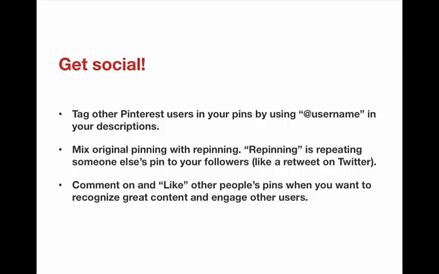Comment and like other people's pins. When you want to recognize great content and engage with other users, a fast way to get an audience and get a community is by demonstrating to them that you like what they're doing, and there's this reciprocity effect then where they feel like, okay, this is one of my people, let's engage with them as well. So you've got to get out there, get social, and engage with people.